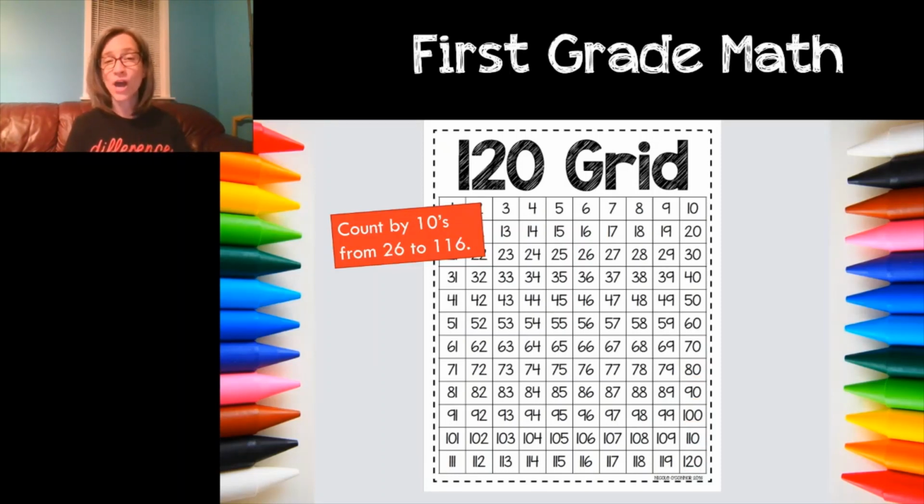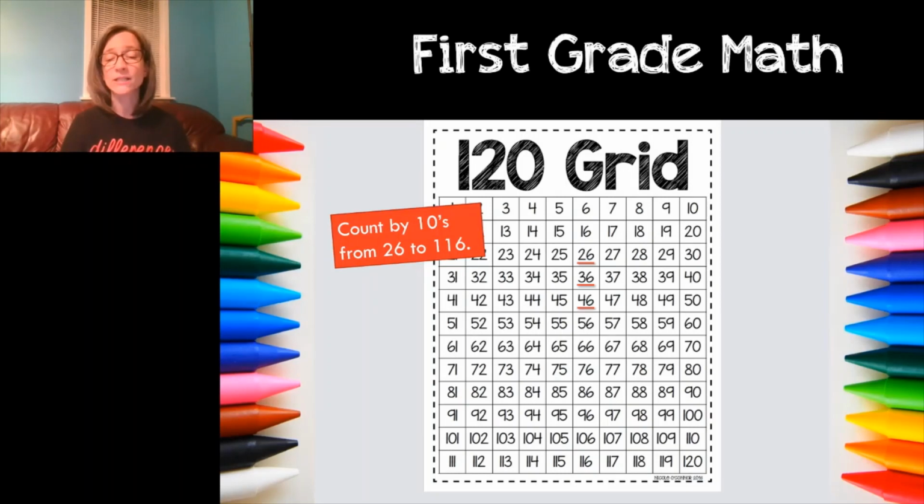Now, did you know you don't have to start at a multiple of 10 to count on by tens? Let's start at 26. When you start at 26, what's 10 more than 26? What number are we going to say next? Are you ready? We're going to start at 26 and count on by tens all the way to 116.